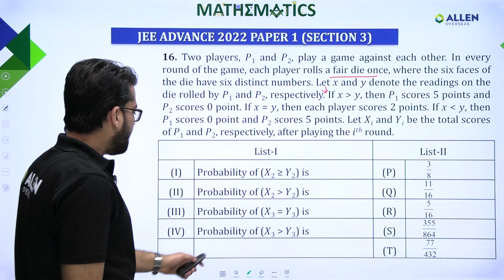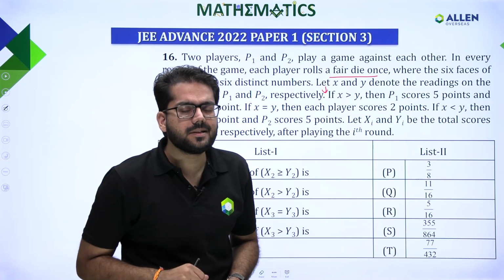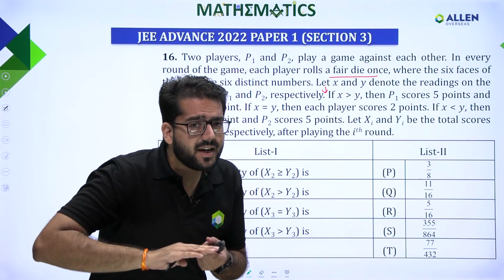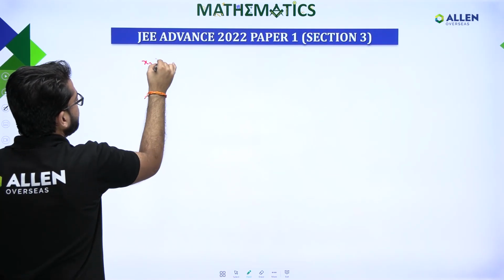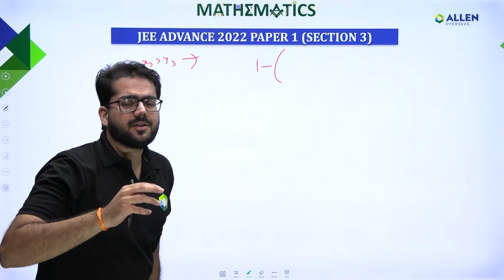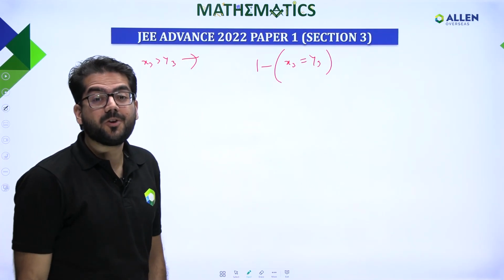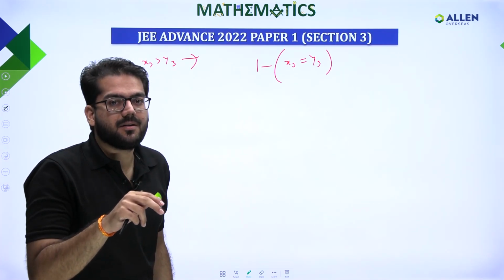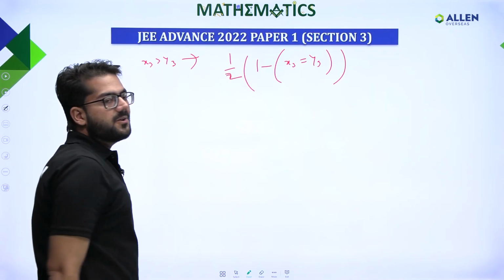Simple, see here. For the fourth we have, X3 is greater than Y3. X3 is greater than Y3, then what can we think about this? Sir, when we are going to solve for X3 greater than Y3, then we can do one thing. That is what? For X3 greater than Y3, you can think like, subtract the equal cases for both. That is X3 is equal to Y3. You can subtract this one from 1, but is it enough? No. Again, we have the common one, that is X2 and X1. Are you getting my point? So we have to take half for this one. Half of 1 minus X3 equals Y3, right?